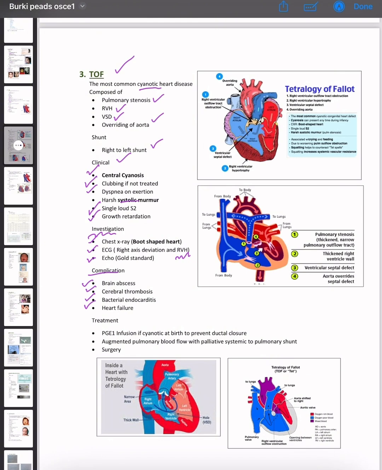Prostaglandin E1 infusion if cyanotic at birth to prevent ductal closure. Augmented pulmonary blood flow with palliative systemic to pulmonary shunt. Surgery is done in the end case. These are the diagrams. This is tetralogy of Fallot. This is overriding aorta, right ventricular outflow tract obstruction, ventricular septal defect, right ventricular hypertrophy.